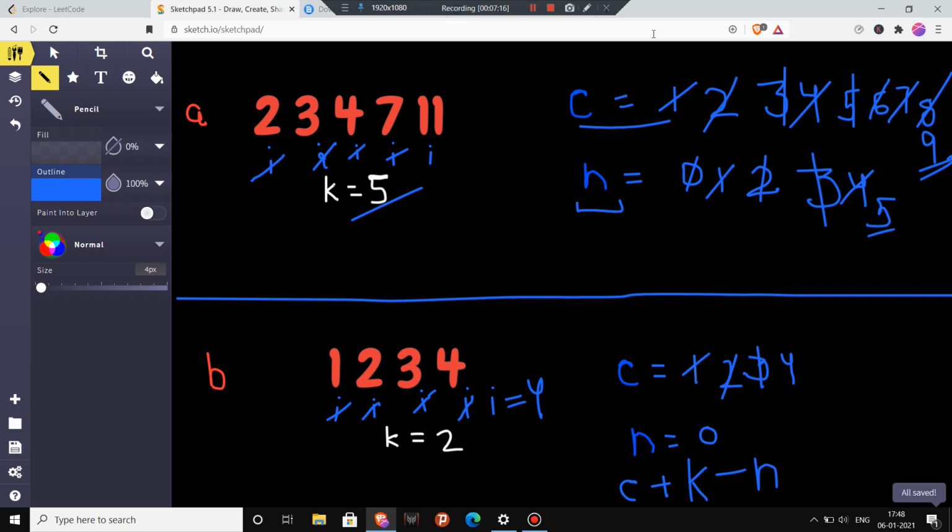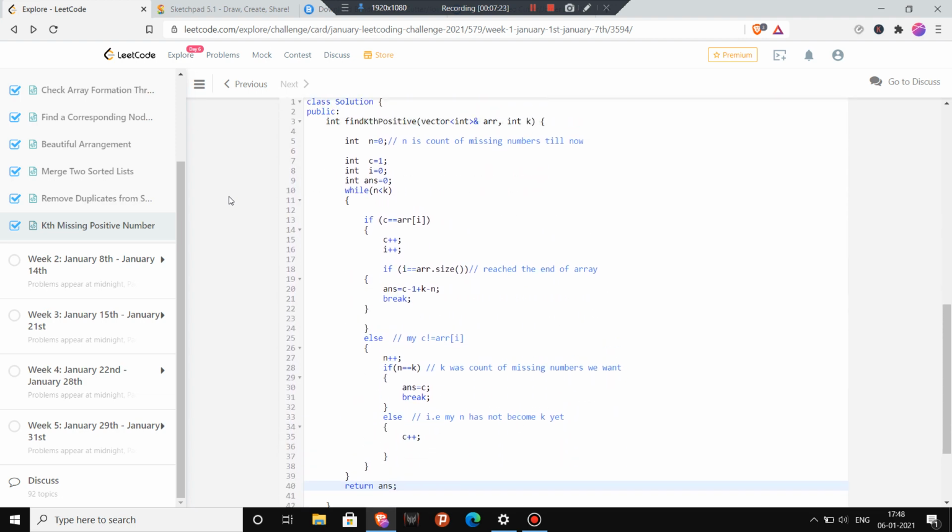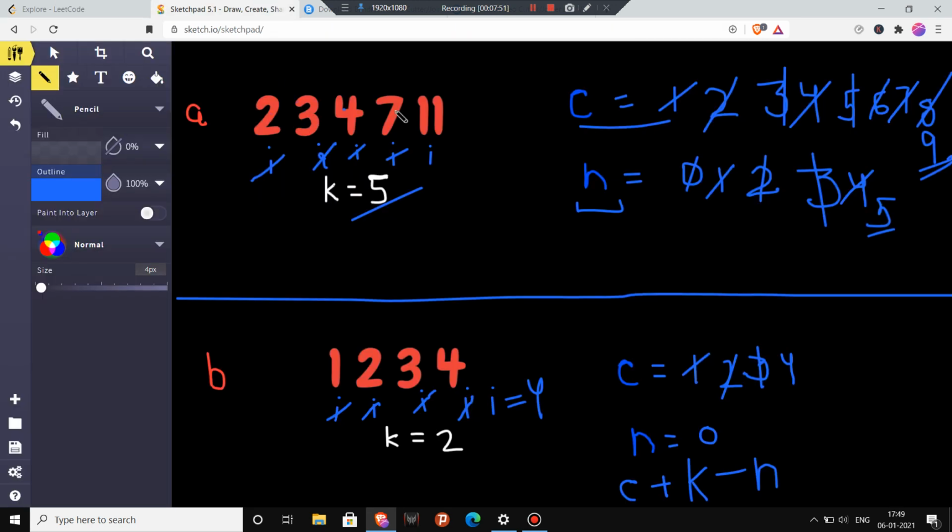Now look at the code part, it will become more clear to you. Here is a C++ implementation of my approach. I have taken n equal to 0, which is the count of missing numbers till now. int C is equal to 1, it is the iterator. int I is equal to 0, it is the index of the array. int answer equals 0, this is the value that will be returned from the function. While n is less than or equal to k, we will run through the array.